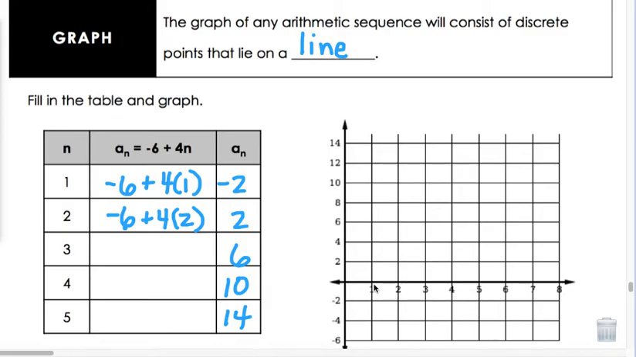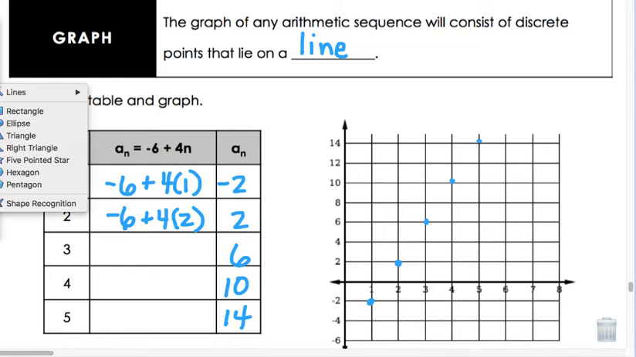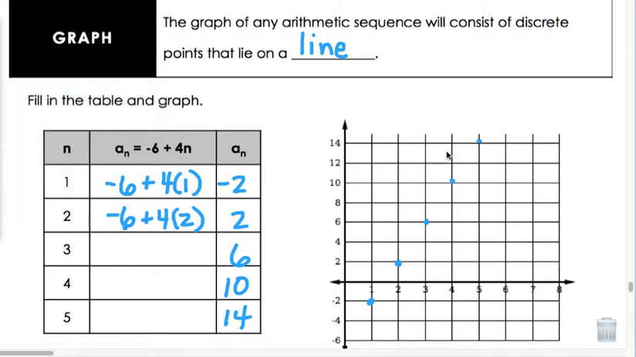So I have 1, negative 2; 2, 2; 3, 6. And you can see I am creating a line here. 4, 10, and 5, 14. I will try to write a better line. Like that. Okay. So you can see that if you were to write the sequence, you should be able to graph it by term number and the value. And it will give you a line on a graph.